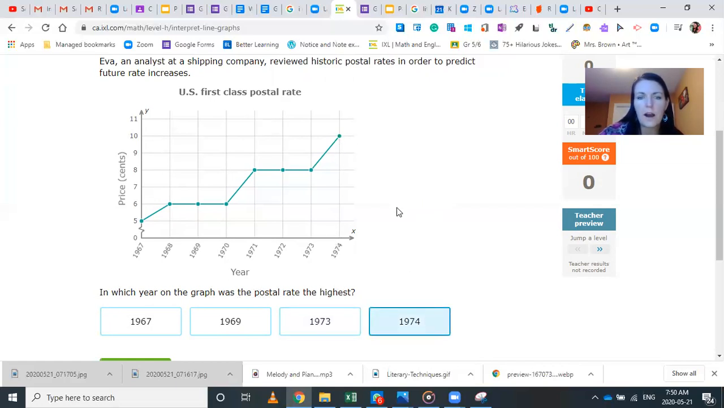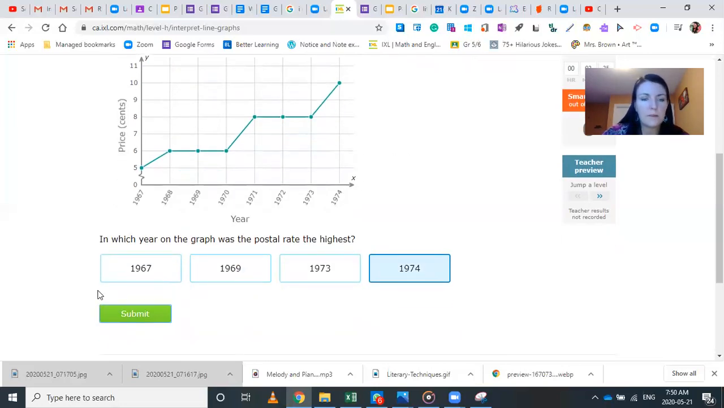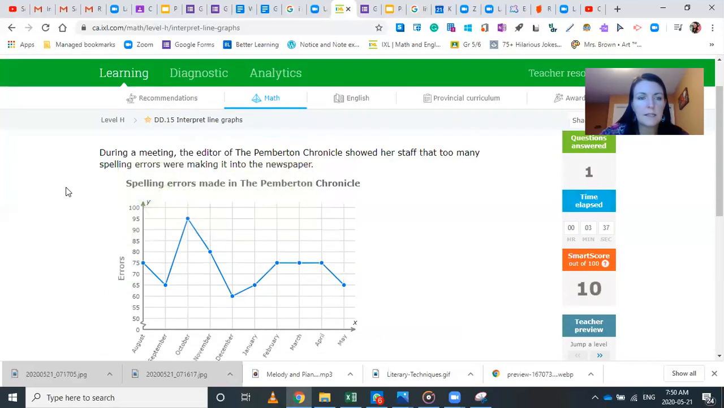1974. Obviously, as it goes on, we're not at 1974 anymore. We're now at 2020. So I think this is going to hike hugely from this point. I'm not entirely sure what that is. Maybe that's a nice thing to find out: what is the first class US postal rate right now? And you could see, maybe even continue the graph. It'd be very interesting. Let's look at another one.